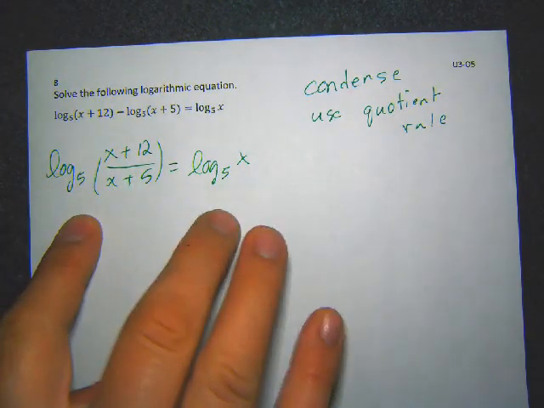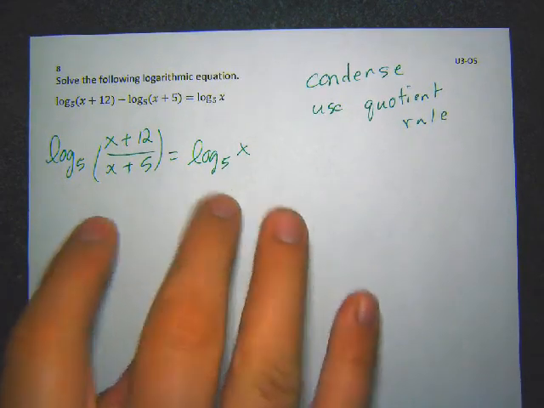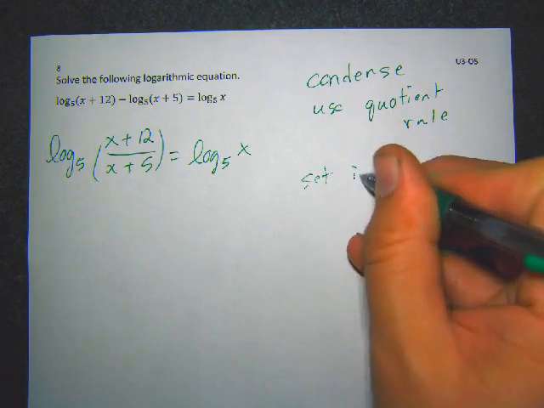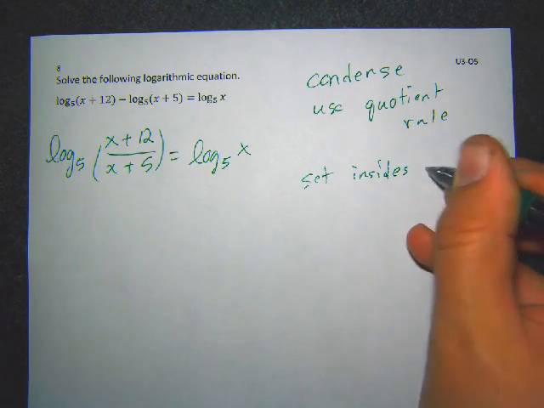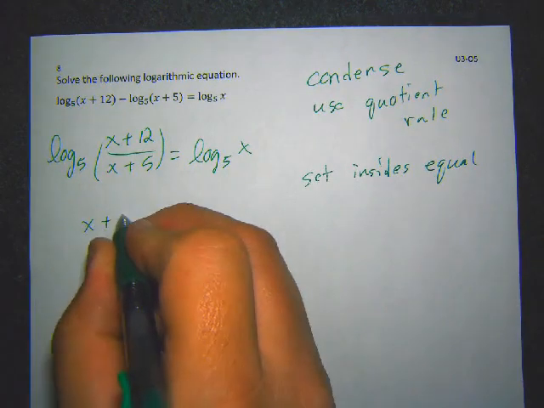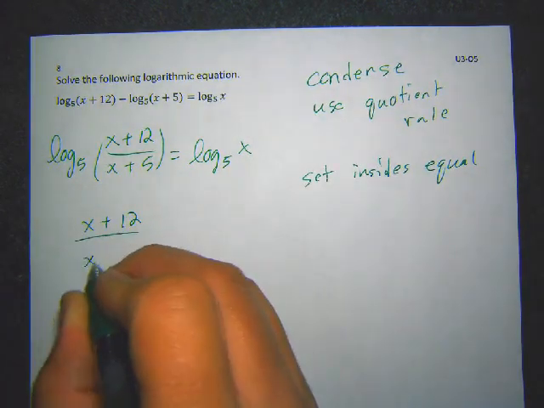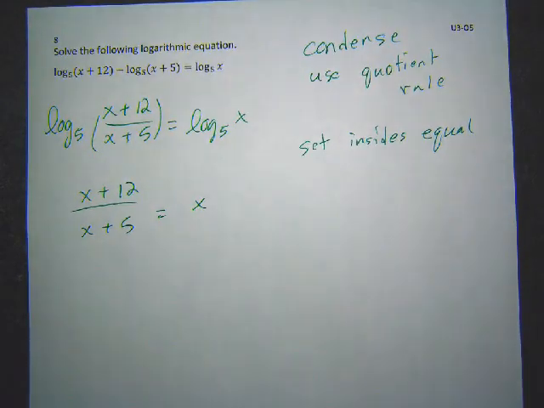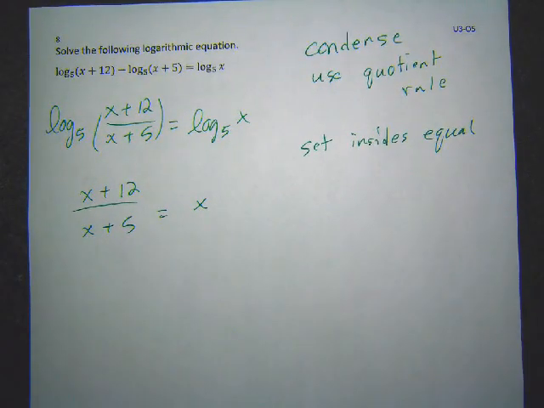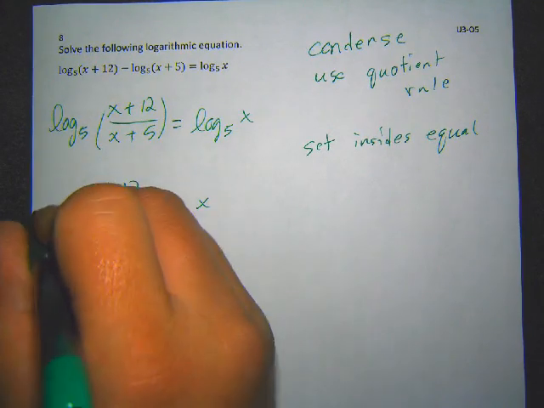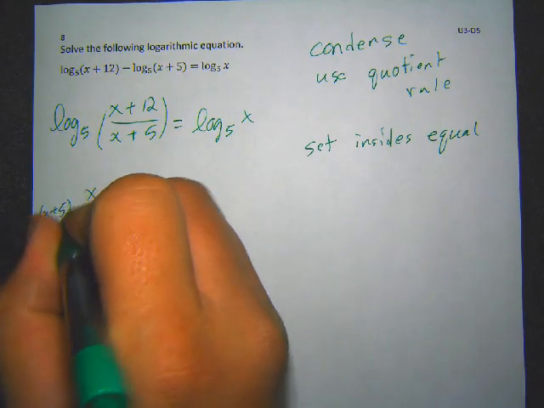Now that we have a single log on both sides, we can drop the logs and just set the insides equal. So again, (x plus 12) over (x plus 5) equals x. Okay, now I've got to solve this expression. To do this, I'm going to multiply by x plus 5 on both sides, because that will get rid of the fraction.